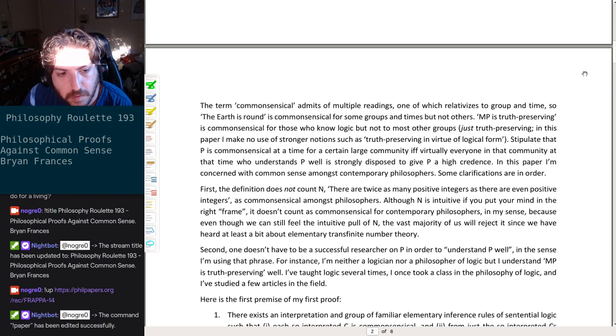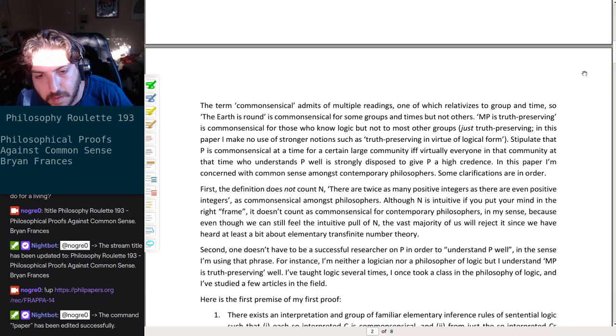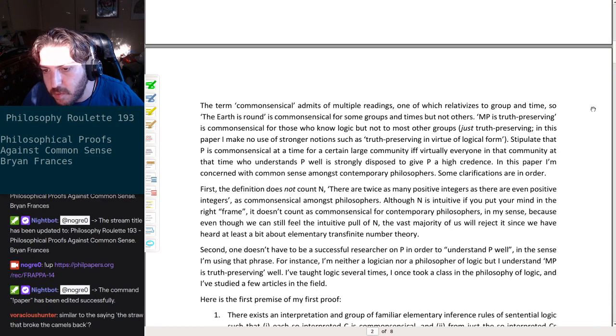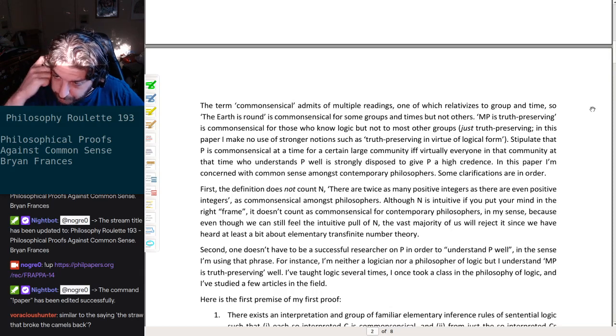Okay, so good old classical Sorites from the ancient Greek. The term "commonsensical" admits multiple readings, one of which relativizes to group and time, so "the earth is round" is commonsensical for some groups and times, but not others. MP, modus ponens, is truth-preserving, and is commonsensical for those who know logic, but not for most other groups. Just truth-preserving in this paper; I make no use of stronger notions such as truth-preserving in virtue of logical form.